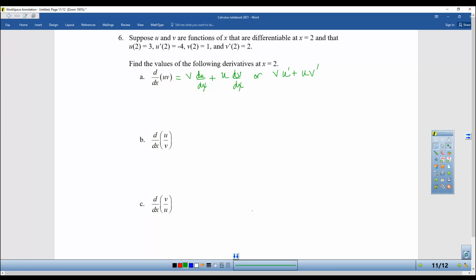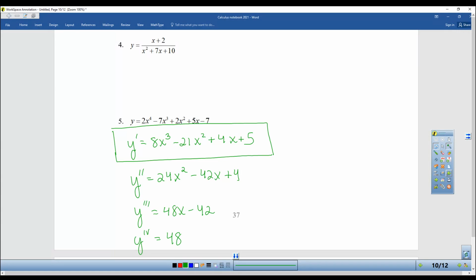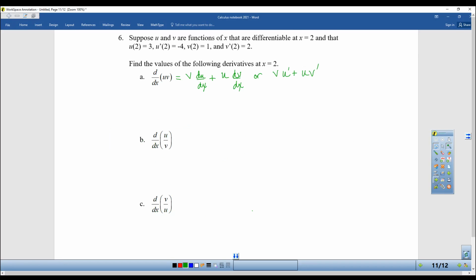So if I wanted to know the derivative at 2, I would plug in a 2. If I had this one and suddenly wanted to know the derivative at 2, I would change the way it looked from y prime to f prime of 2, and then I would plug in 2. That's what that means. On this one, they're saying find the values for the derivatives at 2.